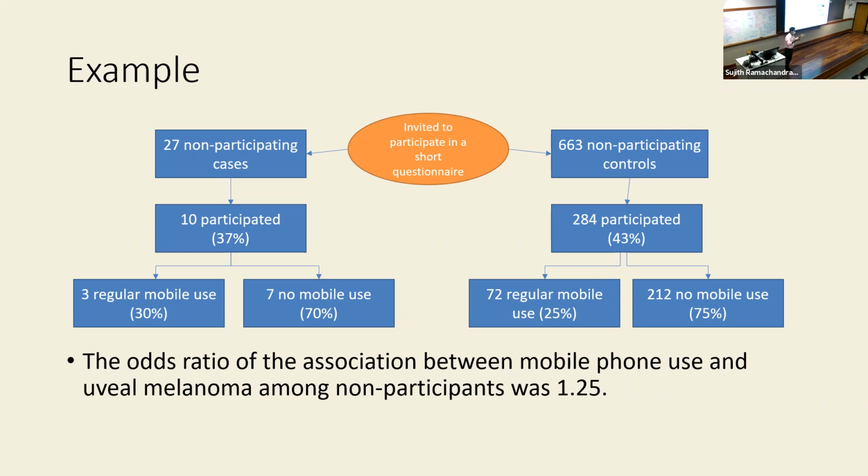That was a larger, much more expansive study. But can you answer these short few questions for us? And of those 27 people with uveal tract melanoma, 10 of them responded, of which 30% said they use mobile phones, 70% said they do not. And similarly, of the 663 non-participating population-based controls, 284 individuals, 43%, responded to the same questionnaire, indicating that 25% of them use mobile phones, 75% did not use mobile phones.